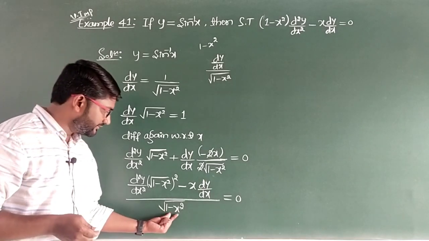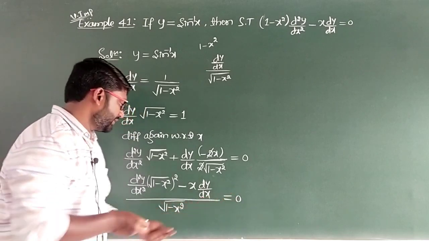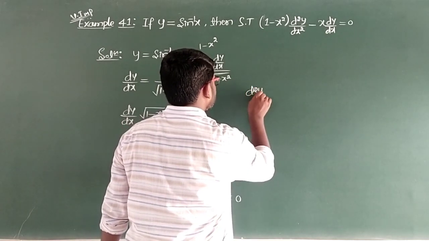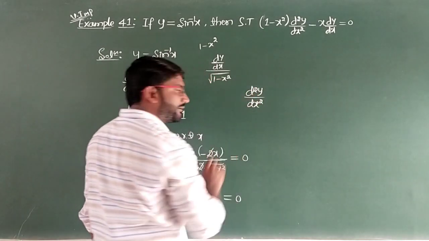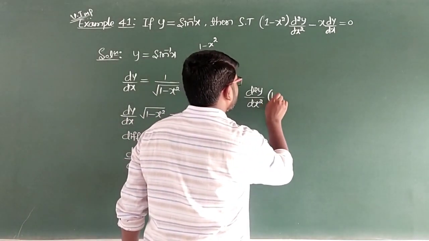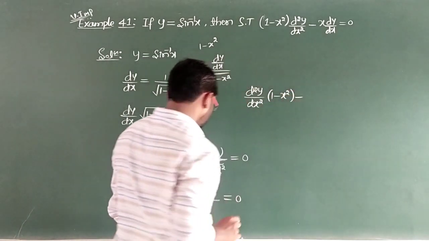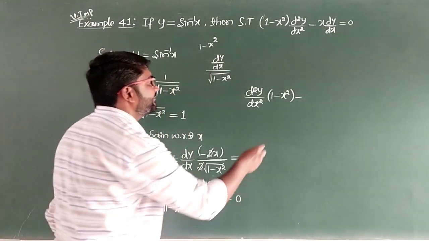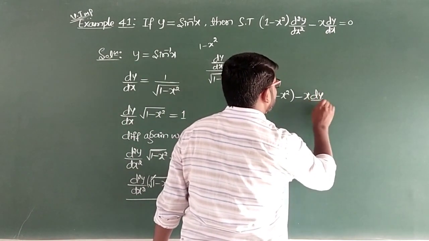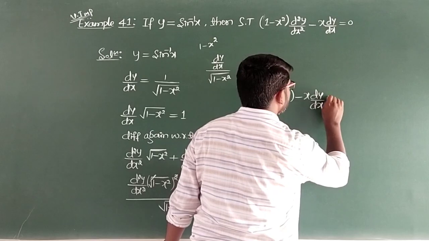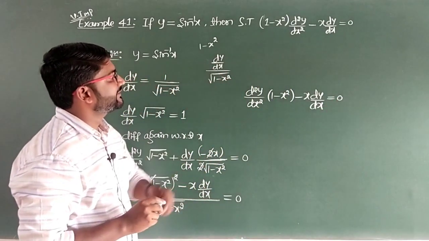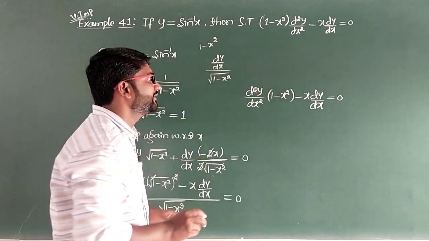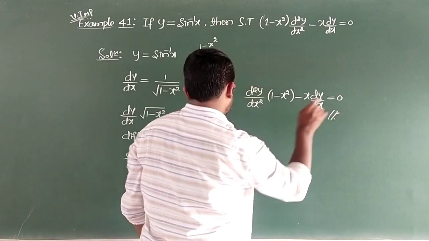Now in the next step you take this to the right hand side, it will be multiplied with 0. So here square and root cancel. We have d square y by dx square, then into 1 minus x square, then minus x dy by dx, which is equal to 0. So this is the required answer now. See here, 1 minus x square into d square y by dx square minus x dy by dx is equal to 0. So this is all about example 41.